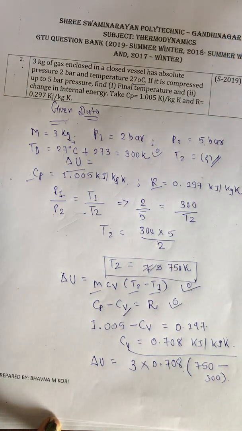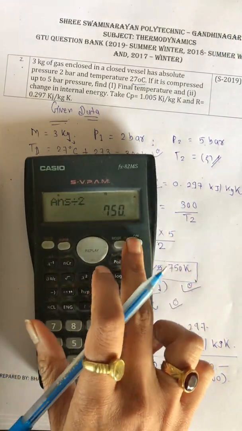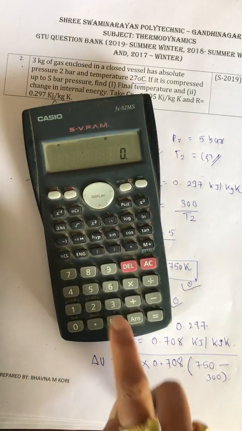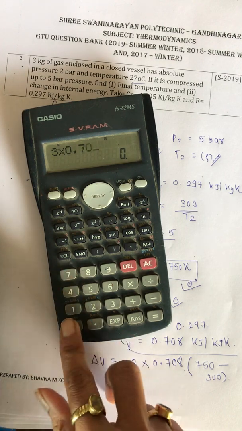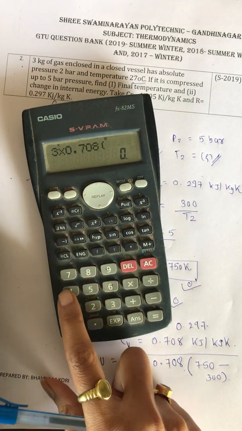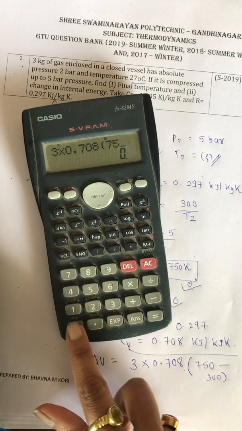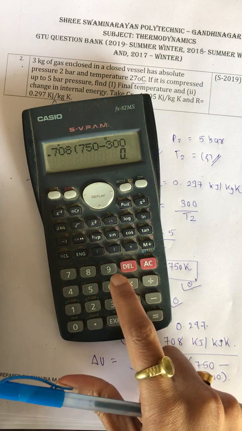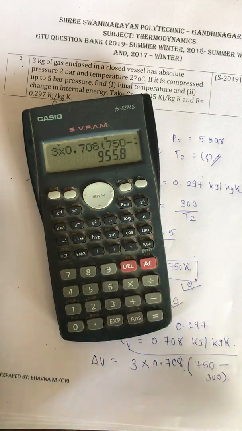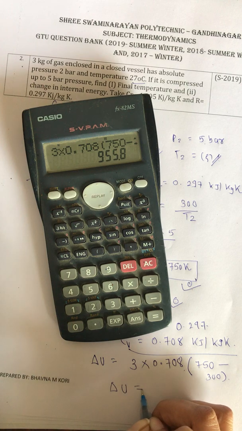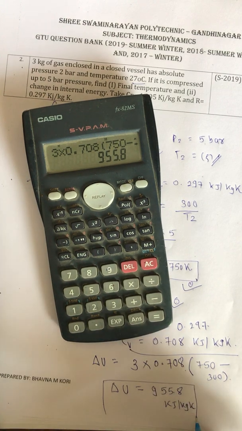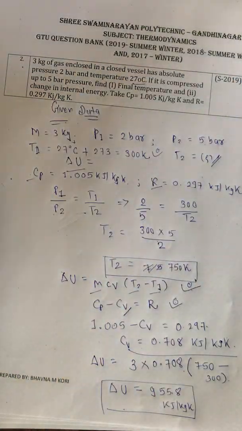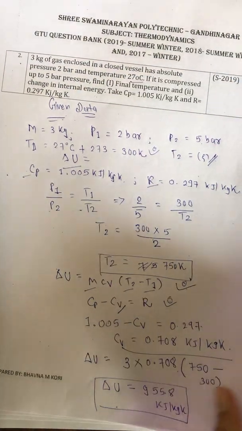Okay, now solve this using a calculator. 3 multiplied by 0.708 in bracket 750 minus 300, bracket complete. The value of delta U is 955.8 kilojoule per kilogram Kelvin. Don't forget to write down the unit after completing the example. So the second example is completed.